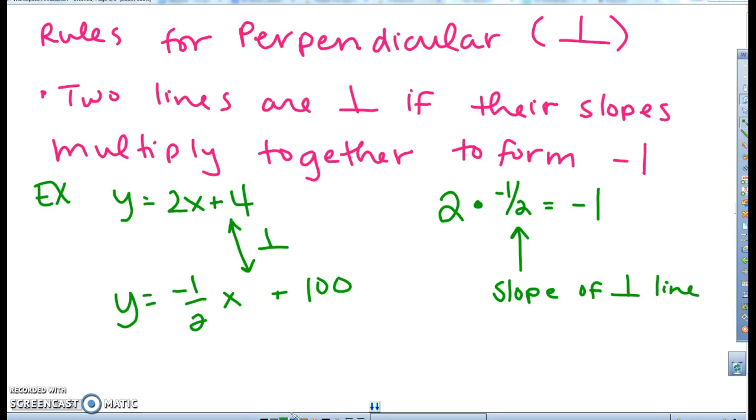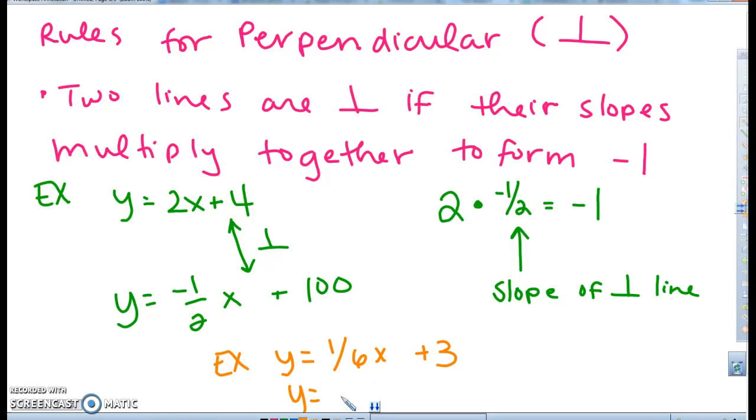So, why don't you guys take the line y equals 1/6x plus 3 and come up with a line that is perpendicular to that. Perpendicular.